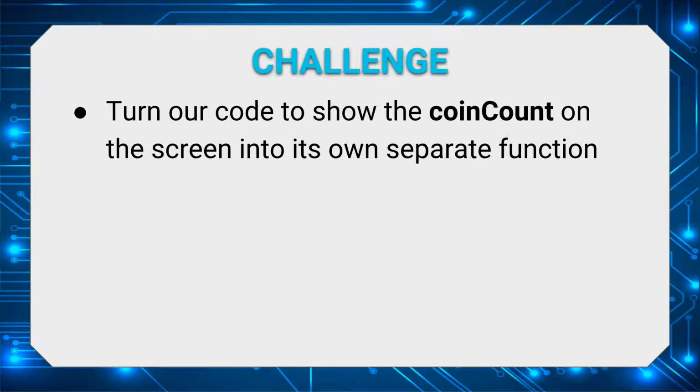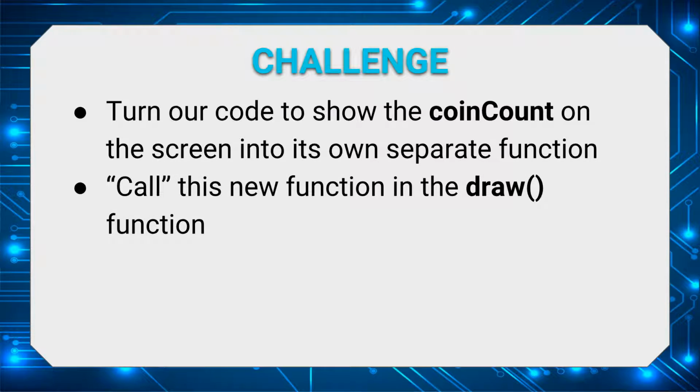So we have 4 blocks to do one thing. We could replace that with one function block. So that's what we're going to try to do. So you're going to create a separate function to put all that code for showing the number of coins collected. And then you're going to add a call function block into the draw function to actually show this new function we make in our draw loop and show it in the game. Not as hard as it sounds.